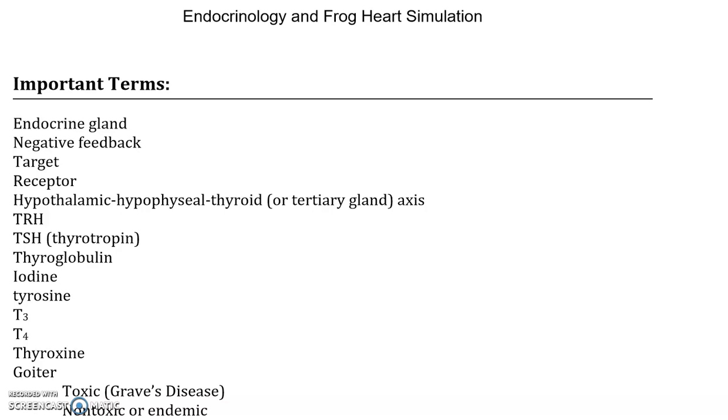Negative feedback means that once a hormone is there at a certain level, it sends negative feedback back to the pituitary and usually also to the hypothalamus to tell them, okay, we have enough, so it's time to stop stimulating. A target is a cell that has a receptor for a particular hormone.